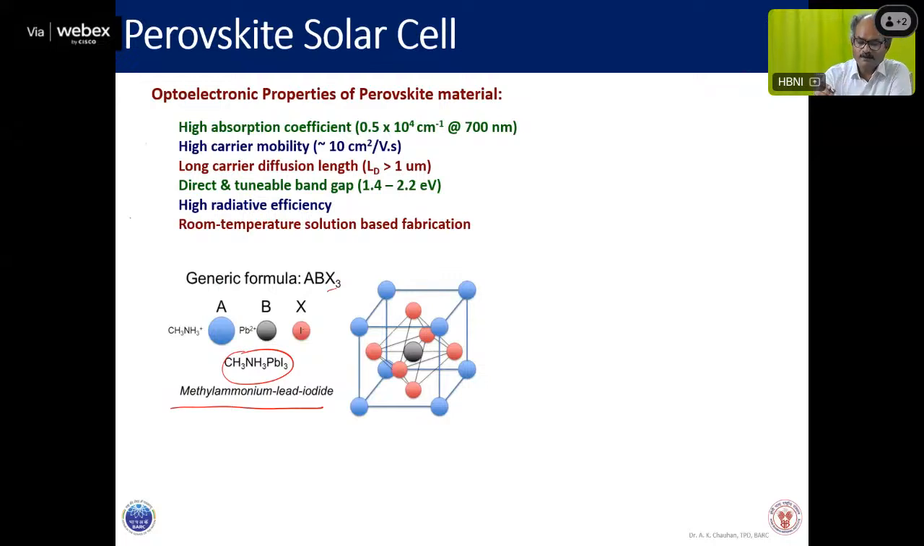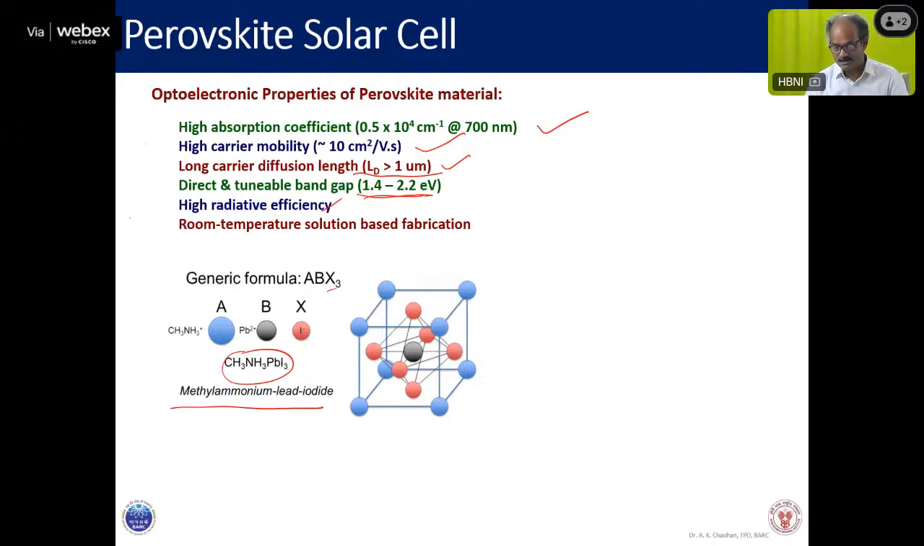What are the important properties of this perovskite material? It has a very high absorption coefficient; its capability of absorbing radiation is very high. Carrier mobility is very high, nearly 10 centimeters squared per volt second. The diffusion length is also of the order of a micron, and it has a direct and tunable band gap. So with the structure you can change this band gap, and you can play a little with the solar spectrum also. These have high radiative efficiency, and room temperature solution-based fabrication is possible.